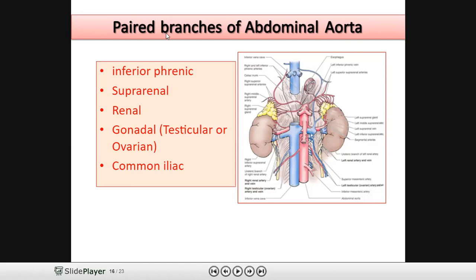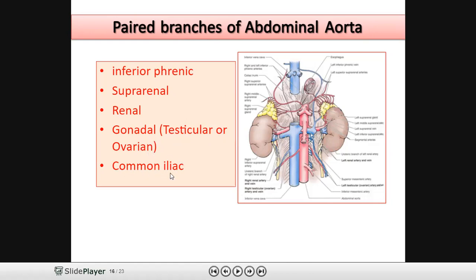Yeah, so it is paired branches because one will come to this one here, coming here, is coming to supply the adrenal gland. So this is the right suprarenal gland. This artery will be the right suprarenal artery. And then on this side, you have the left suprarenal artery. Then we'll have the testicular that goes to supply the testes. And then we have the ovarian that goes to supply the ovaries.